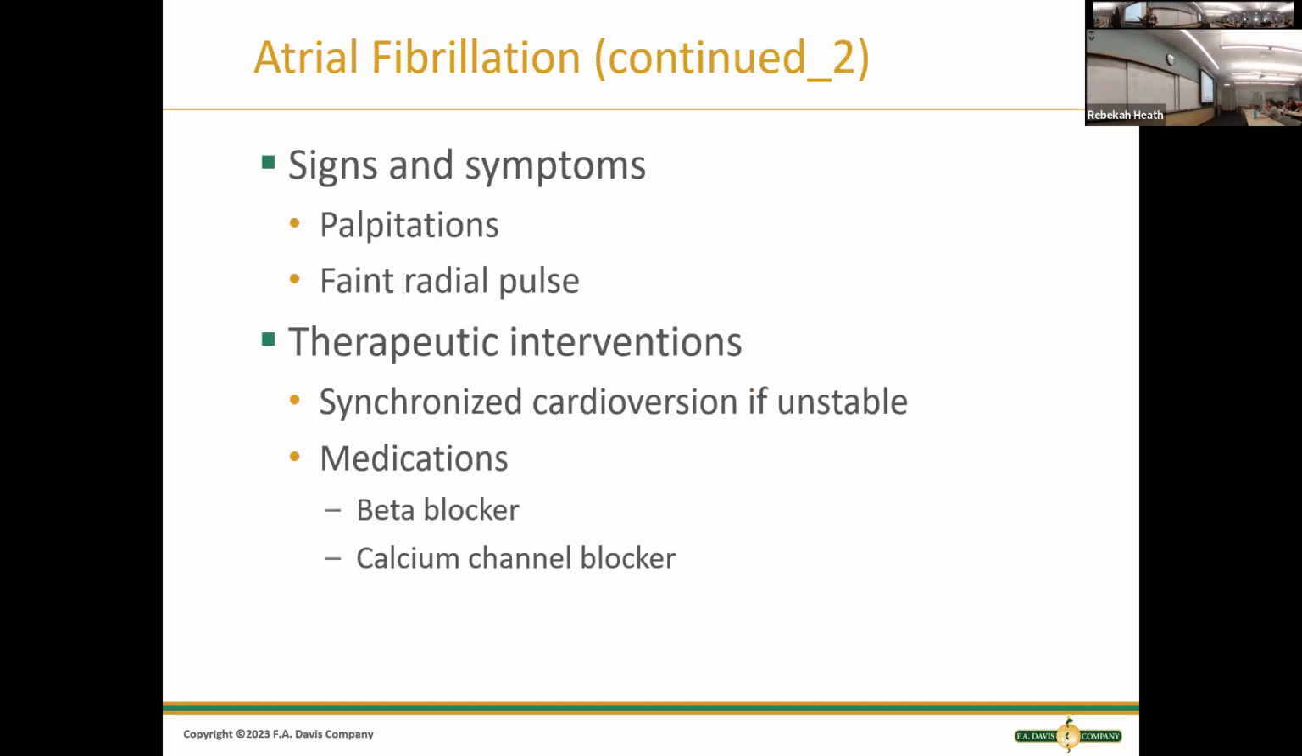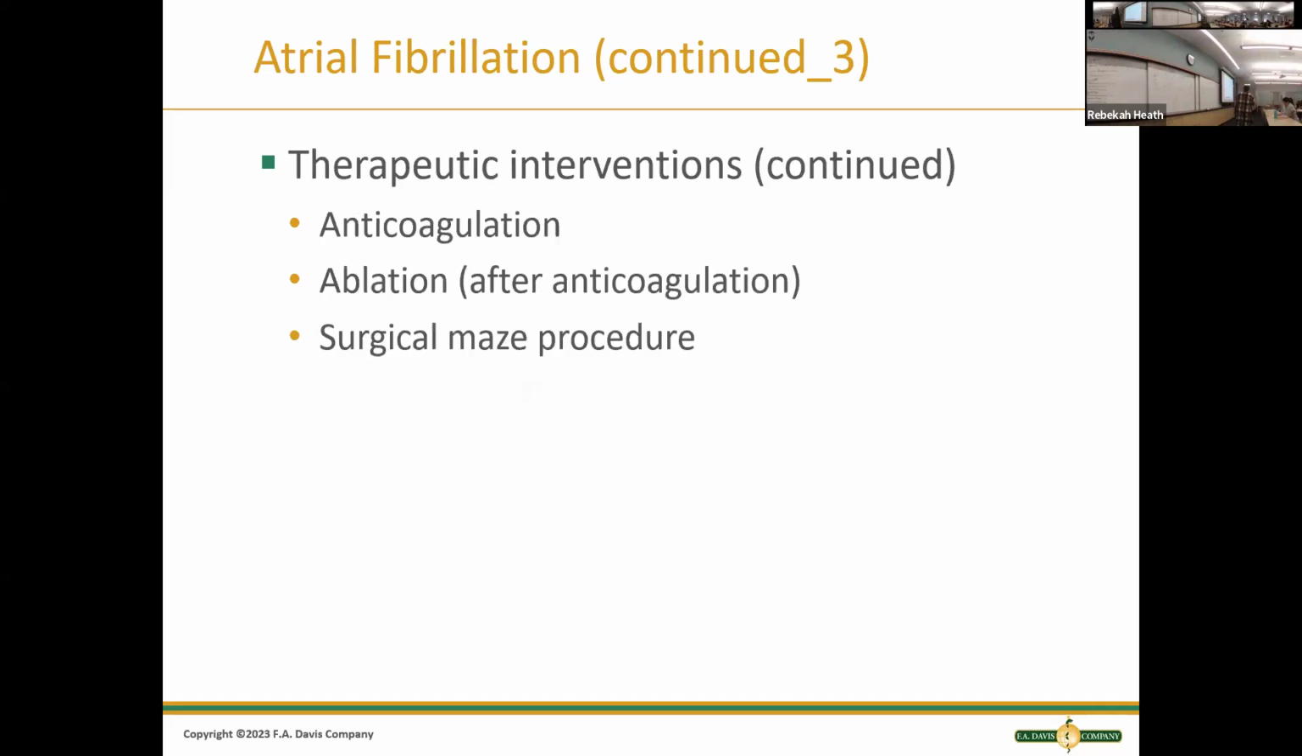So they might have palpitations, they might feel faint. When you feel their pulse, oftentimes it's kind of a weak or thready pulse. They're usually not able, especially with the rapid response, again, that cardiac output is usually low. We're not able to feel their pulses as well. Again, we might do that synchronized cardioversion if they're unstable. If they are stable, usually if it's a controlled rate, we'll try to give them some medications to keep that heart rate nice and stable, keep it from getting too high. We also want to anticoagulate these guys.